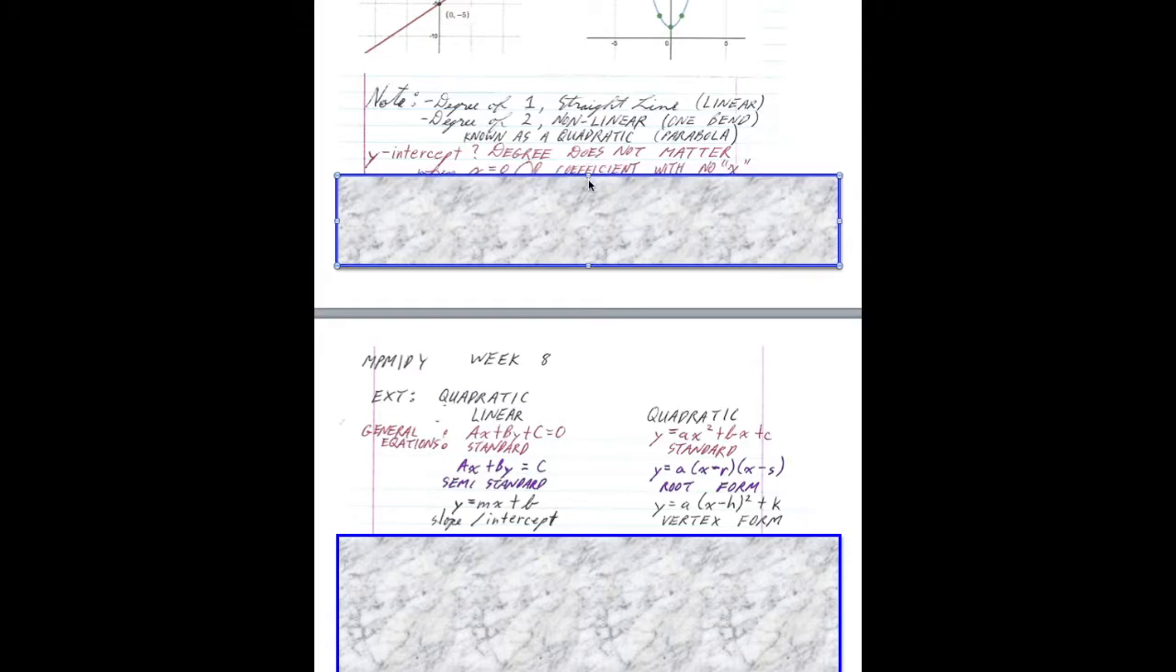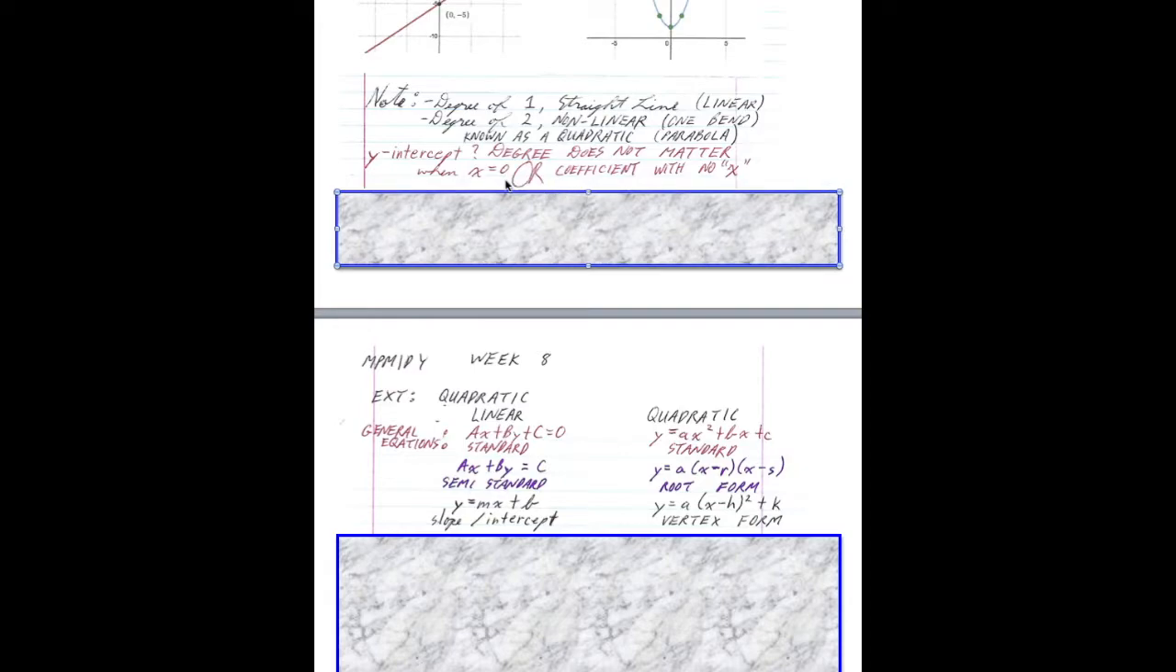The y-intercept. The y-intercept does not care what degree you're talking about. It is the y-intercept and it will cross the y-axis if it exists. When x equals 0, or the coefficient with no x, that is your y-intercept. All right, let's keep going.